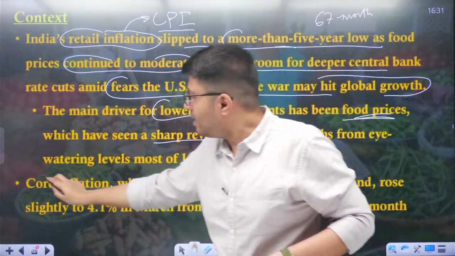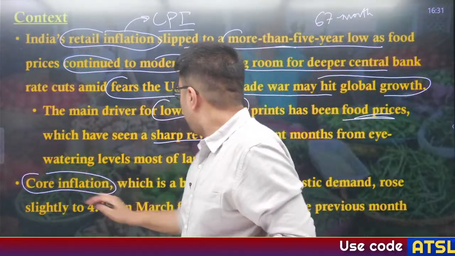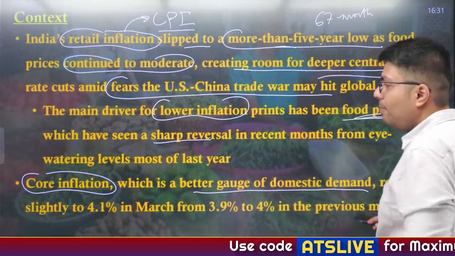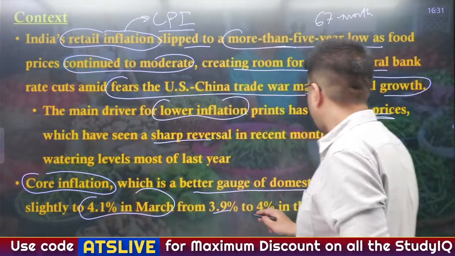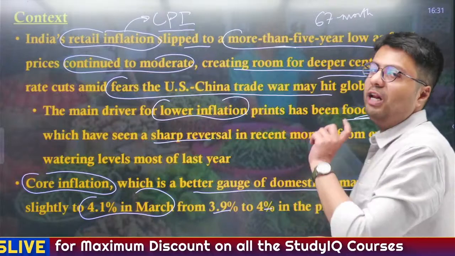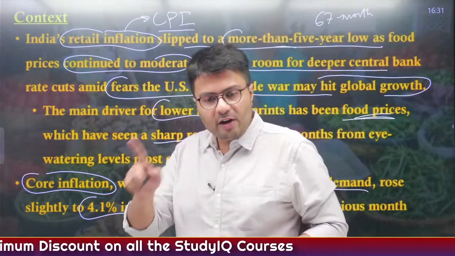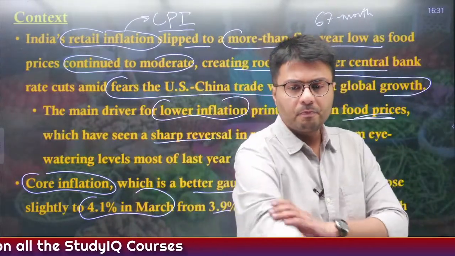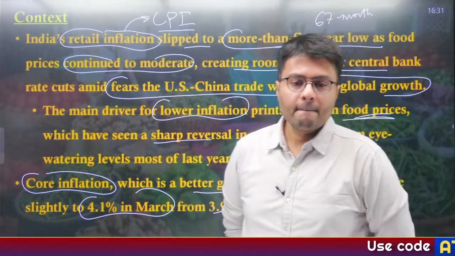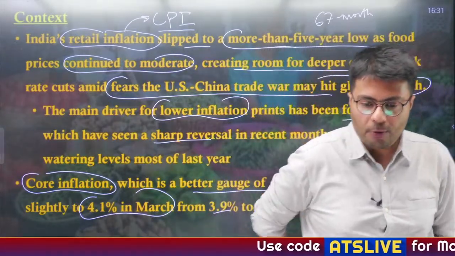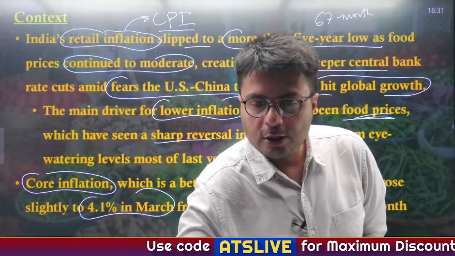Another factor that it says, core inflation, which is a better gauge of domestic demand, has actually risen to 4.1% in March, up from 3.9 and 4% in the previous months. So what is core inflation? Can anyone let me know? Anyone? Can you let me know what is core inflation?